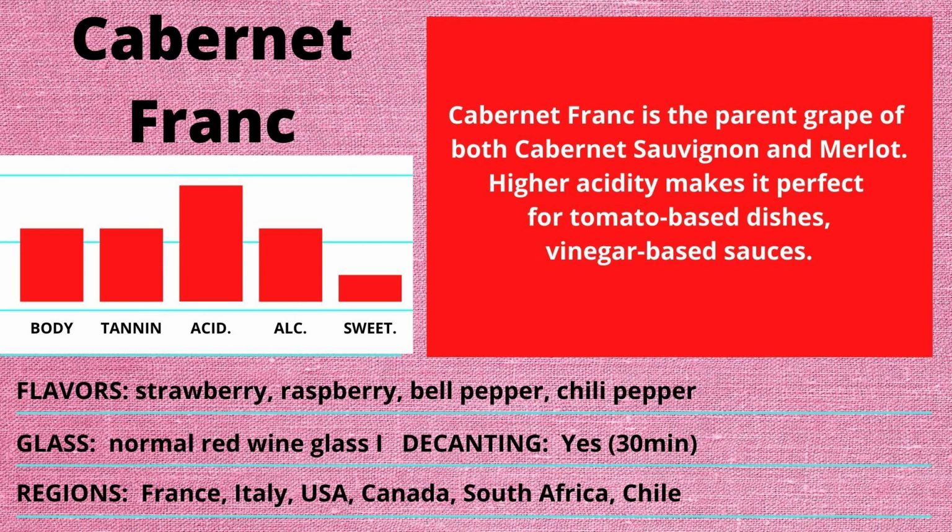Now, it has a high acidity, so it makes it perfect for tomato-based dishes, vinegar-based sauces. As we discussed in the lesson about pairing food and wine, you will learn that food high in acidity matches very well with wine that is high in acidity, and that's why you can match the Cabernet Franc very well with those kinds of dishes.